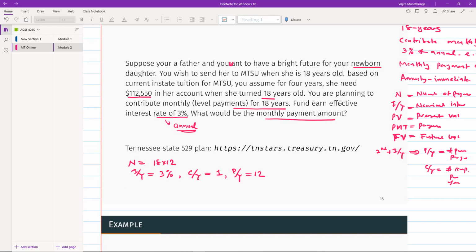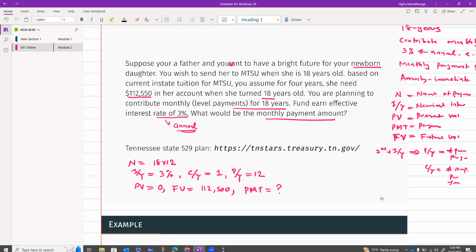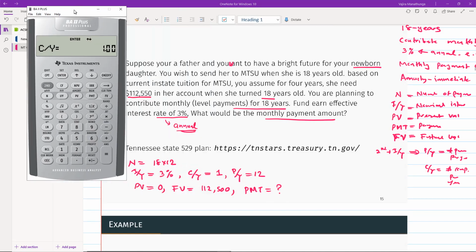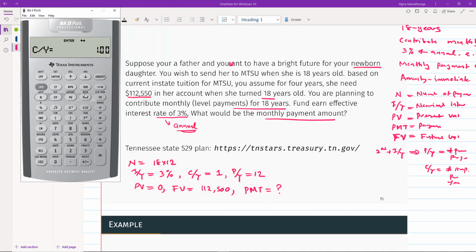Then the present value is actually 0 because right now there's no value. The future value at the end of the 18 years is what we need in our account, and we are really solving for the payment. Okay. So let's enter this into the calculator and see what we get. First let me clear the calculator functions. I would click second, clear TVM.